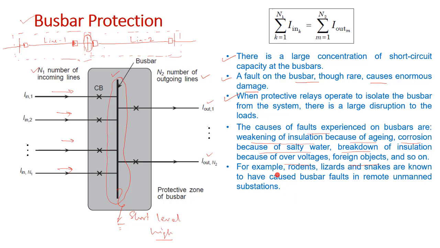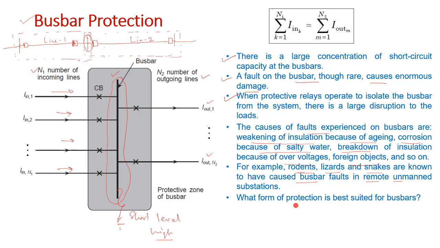And there are also many agents that in fact work behind these faults. For example, rodents, lizards and snakes, and they cause busbar faults in remote unmanned substations.